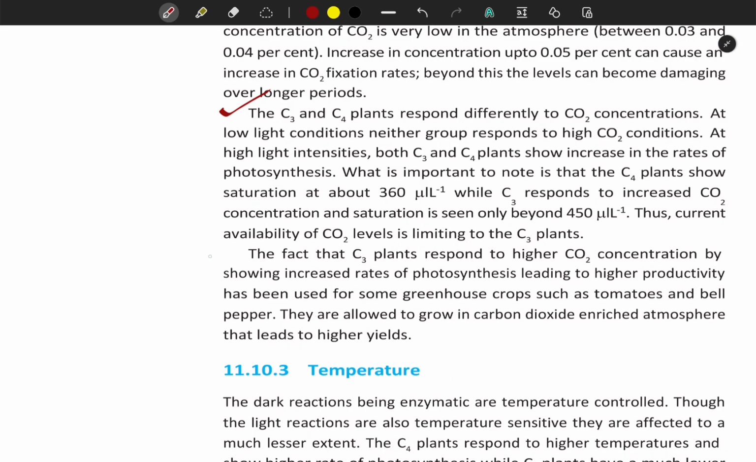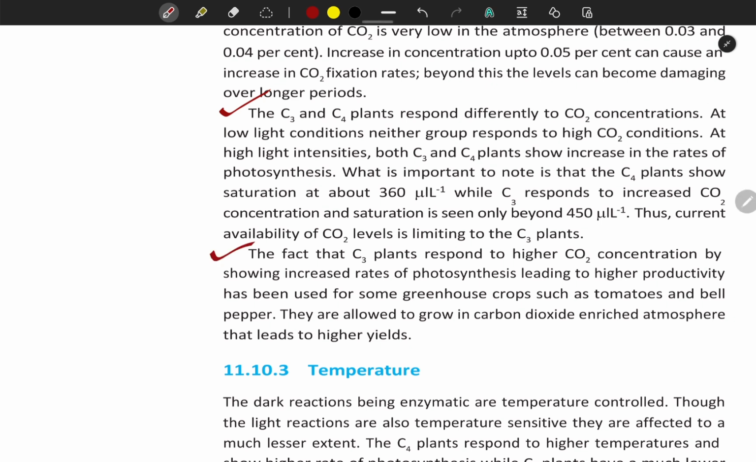The C3 and C4 plants respond differently to CO2 concentrations. At low light conditions, neither group responds to high CO2 conditions. At high light intensities, both C3 and C4 plants show increase in the rates of photosynthesis. What is important to note is that the C4 plants show saturation at about 360 microliters per liter, while C3 plants respond to increased CO2 concentration, and saturation is seen only beyond 450 microliters per liter. Thus, current availability of CO2 is limiting to the C3 plants.